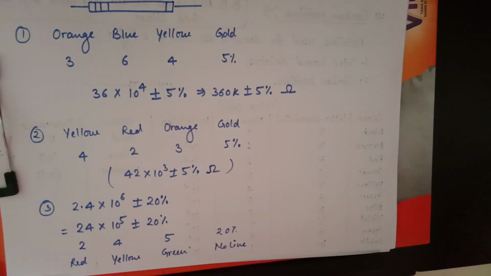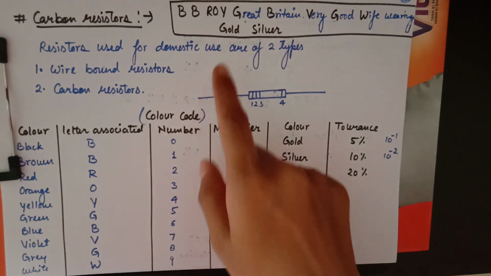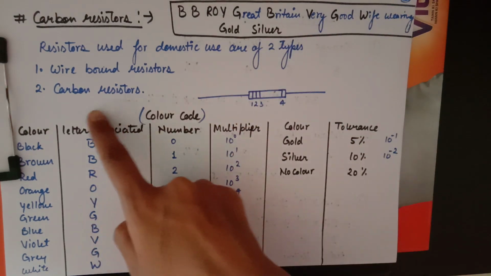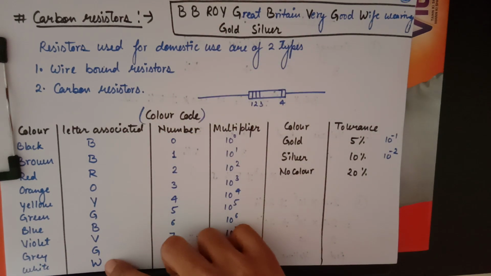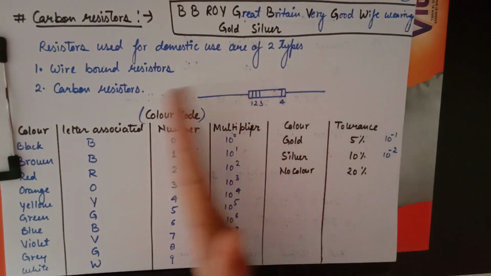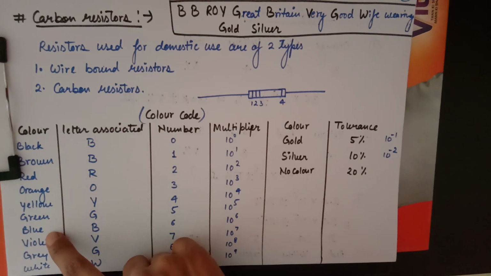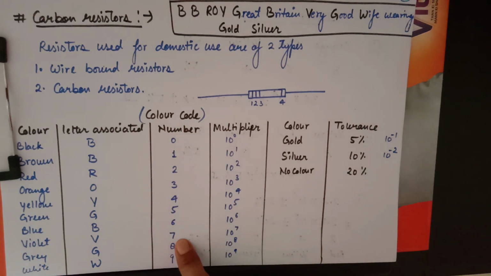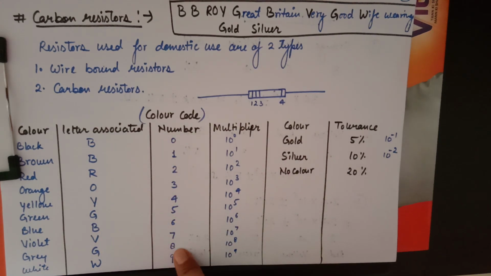So this is all for today. So for carbon resistors, first you need to remember this line: B.B. Roy, Great Britain, Very Good Wife, Wearing Gold, Silver. So you will write the first letter associated with this line: B.B. Roy, Great Britain, Very Good Wife, Gold, Silver, necklace or no color. Okay, this is a different thing and this is one table. So first is black, then brown, red, orange, yellow, green, blue, violet, gray and white. Then you will write the number associated with all these colors. You will start from 0, 1, 2, 3 and so on to 9.